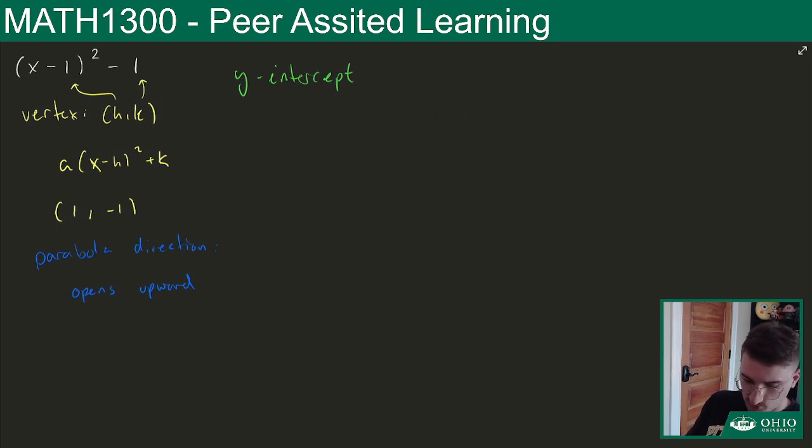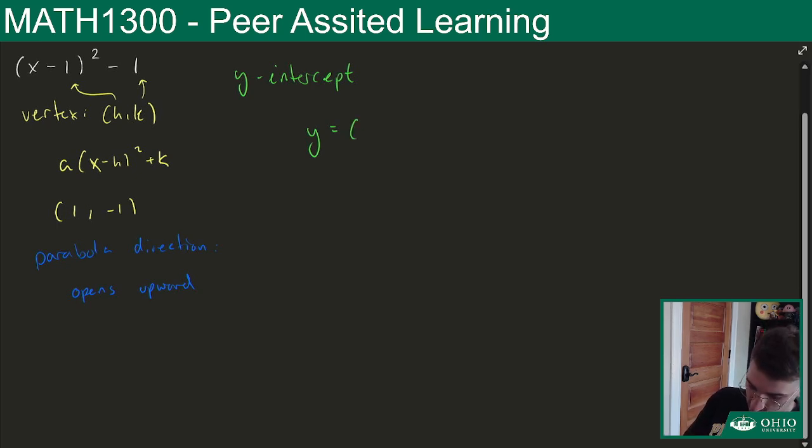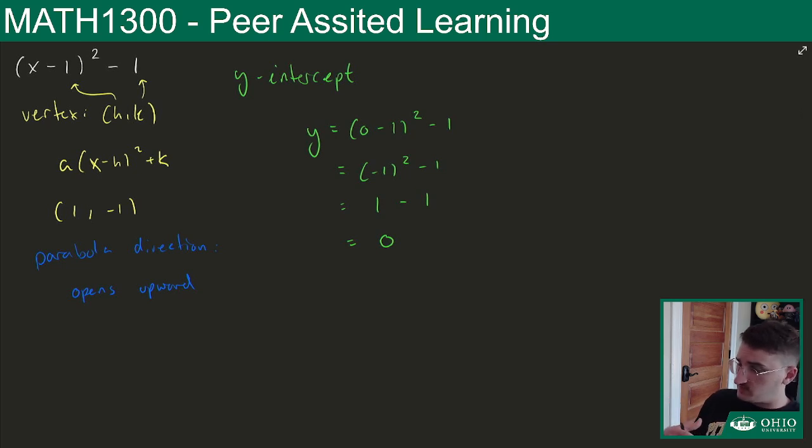So in our original equation, we can set this up as y equals, but every time I would see an x, I'm going to instead write 0. So we'd have 0 minus 1 squared minus 1, and we actually only have one instance of x in this case. If I simplify this out, I'm getting negative 1 squared minus 1. When I square a negative 1, that turns into positive 1, and I am subtracting off 1, and so our y-intercept is at 0. So this function will cross the y-axis at 0, and the x value is also 0, so it's actually going to cross at the origin. That's some useful information there.